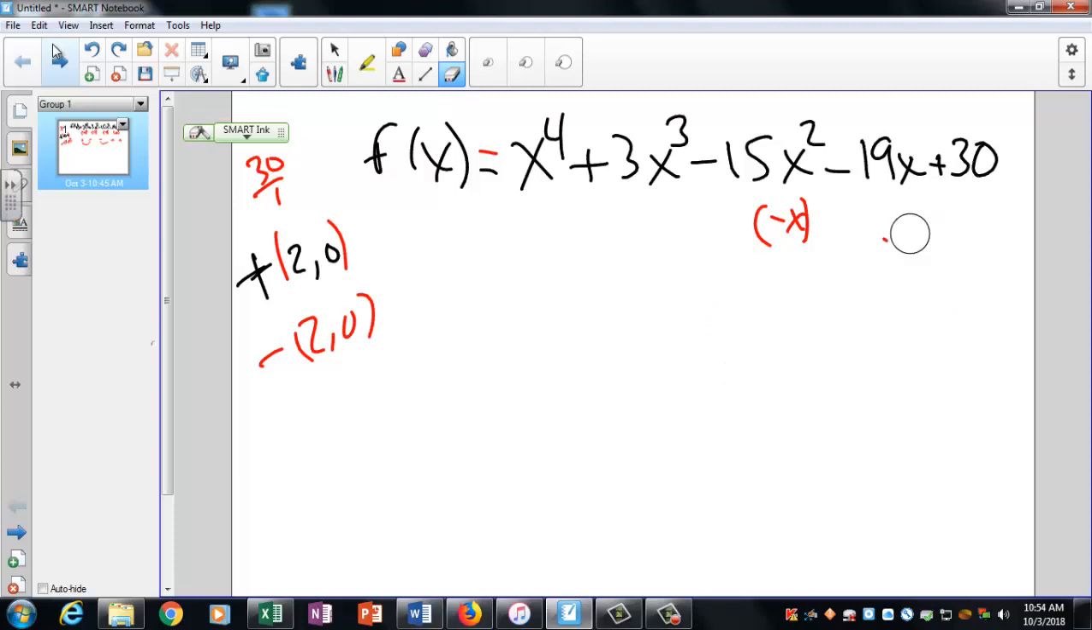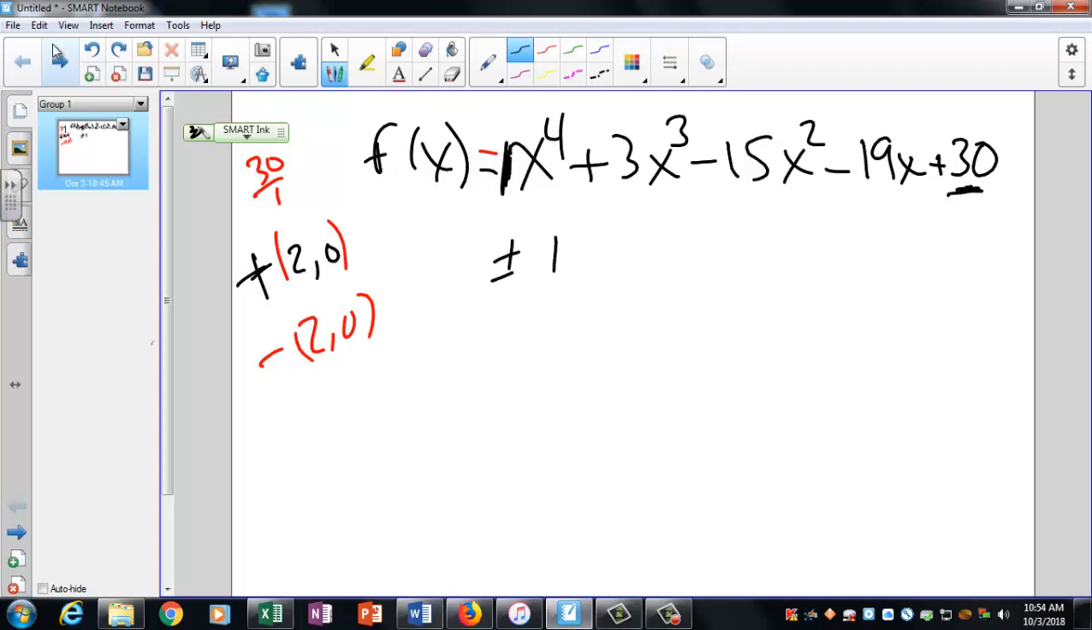So you can just switch them around when you want? What do you mean? Because the last time we took the factors of the first exponent. No, we took factors of 30 over factors of 1. It's always the last number on top, first number on the bottom. So the possible zeros are plus or minus 1, 2, 3, 5, 6, 10, 15, and 30. Those are the possible zeros. And that could be a question just as easily, right? Like, hey, what are they? And you just got to write them out.